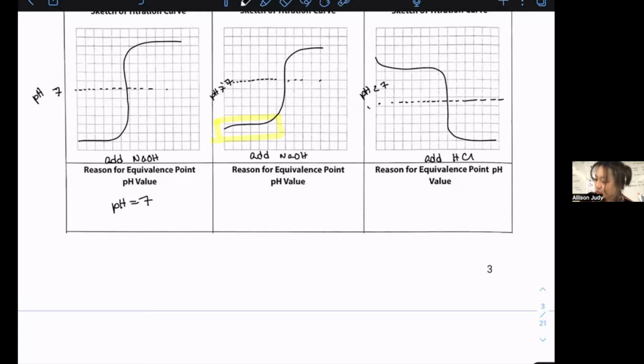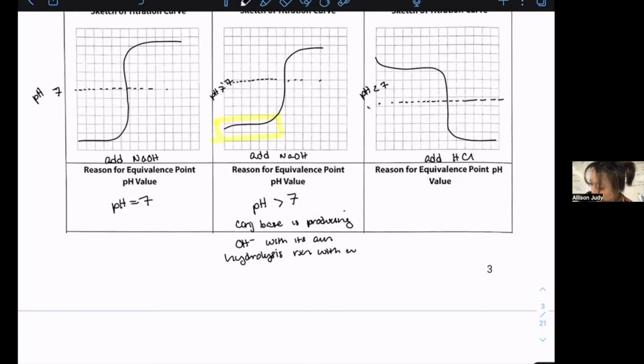So, and then for this one, we'd have the pH is going to be greater than 7 because what we have is conjugate base producing OH minus with its own hydrolysis reaction. And by the way, a hydrolysis reaction is a neutralization between some type of charged species and water. Okay, with its own hydrolysis reaction with water.